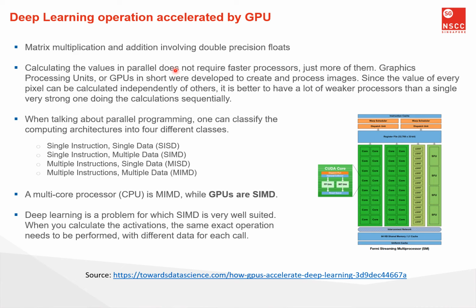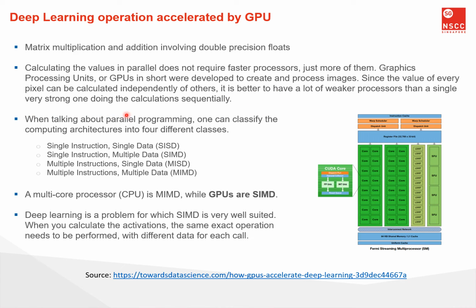So how is deep learning operation accelerated by GPU? Matrix computations, which are vector computations involving double precision floating point numbers. These are what the GPU pipeline can accelerate very well. And in fact, this is one of the major computations that we need in the deep learning neural network. Matrix computations to calculate how to do gradient descent, and also to accelerate the computations of adjusting the weights. Calculating all these values in parallel doesn't require a faster processor, just more of them, right? So more computation units. So GPUs were basically developed for this, and therefore they are able to accelerate this type of computation very quickly.